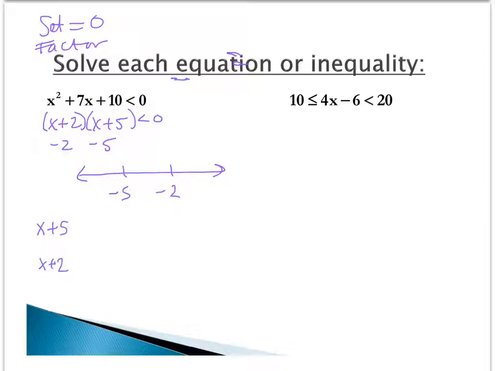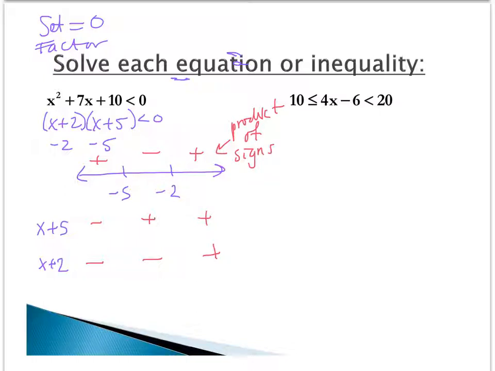The factor x plus 5 is going to be negative when x is less than negative 5, and it will be positive when x is greater than negative 5. The factor x plus 2 is going to be negative when x is less than negative 2, and it will be positive when x is greater than negative 2. Now I look at the product of these signs. If I do a negative times a negative, that gives me a positive product. A positive times a negative gives me a negative product, and a positive times a positive gives me a positive product. So this right here is the product, which means multiply, of the signs in our sign chart below.